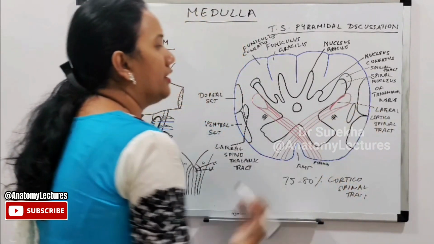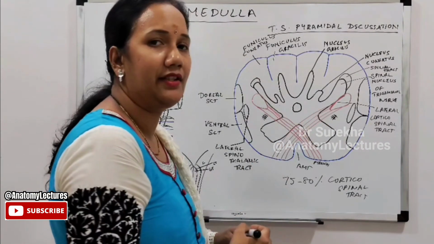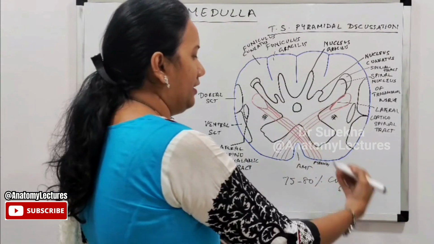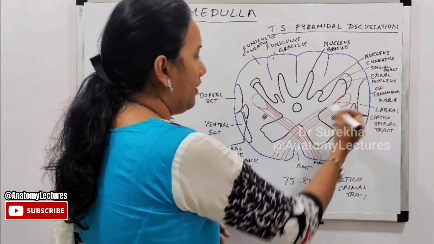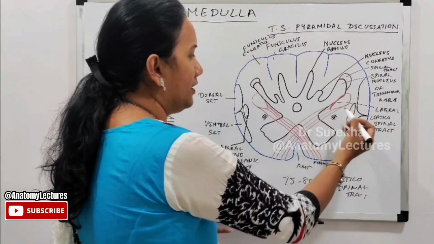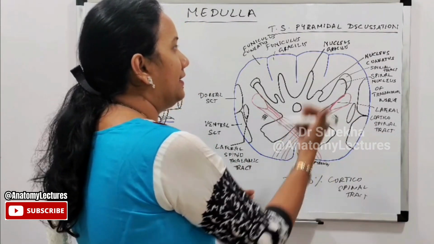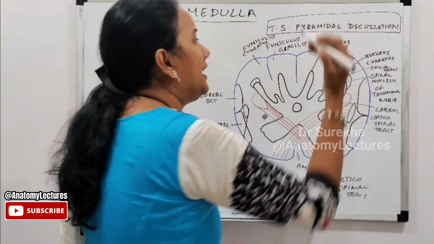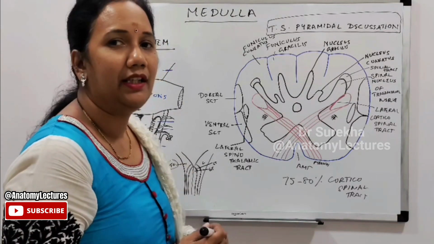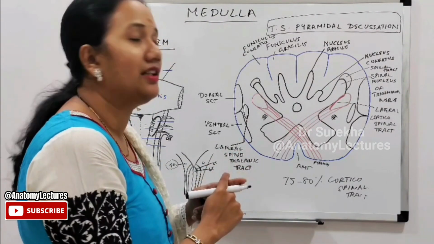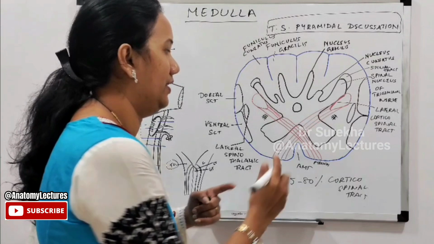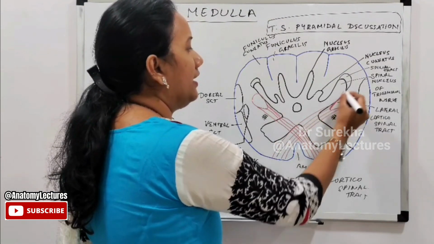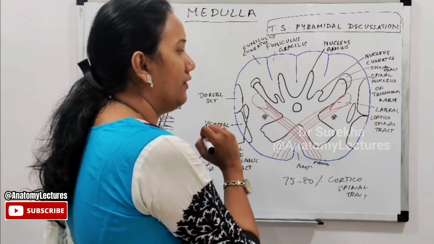This lateral corticospinal tract, you can see it in the sections of the spinal cord later on after this. The crossing over of the corticospinal tract fibers will take place at this level. That is why we describe this section as TS at the level of the pyramidal decussation. That is the major event which is occurring at this level. Because of this crossing over, the lateral corticospinal tract is formed.